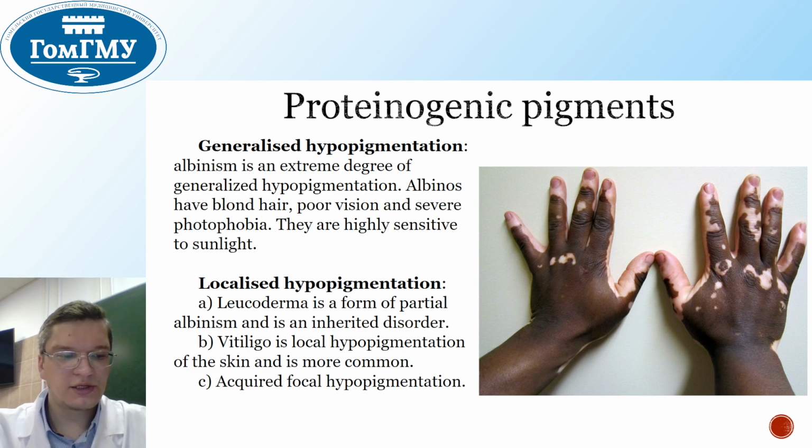Localized hypopigmentation includes leukoderma, vitiligo, and acquired focal hypopigmentation. Vitiligo is much more common, and it's a local hypopigmentation of the skin. It may have familial tendency.